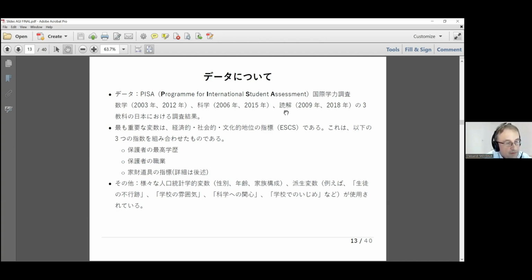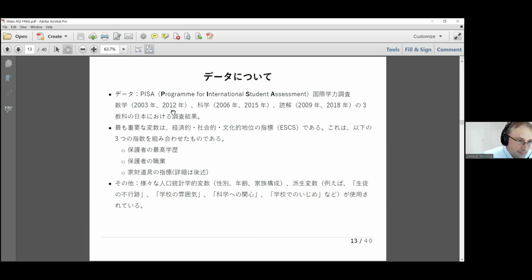So every 9 years, the same subject is tested again and it becomes the major subject. So I could make comparisons across 3 domains of academic performance, 3 types of tests, over 9 years. So, for example, I look at mathematics in 2003, and then 9 years later, 2012.